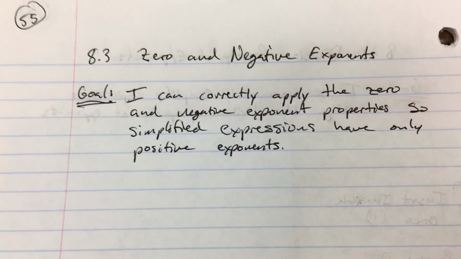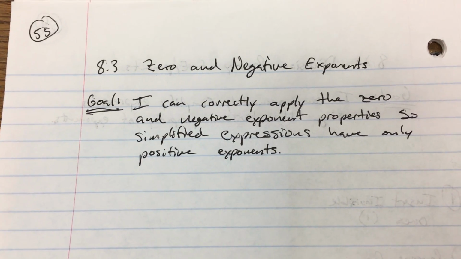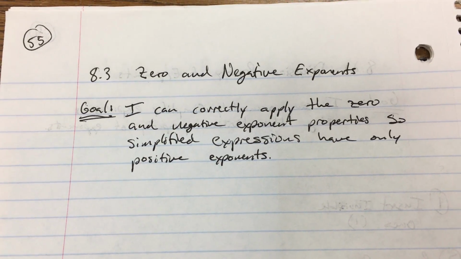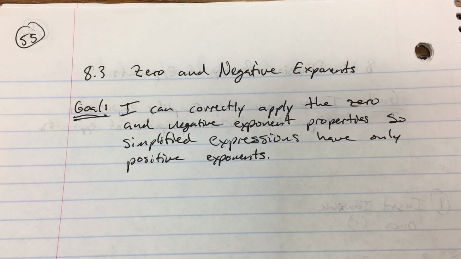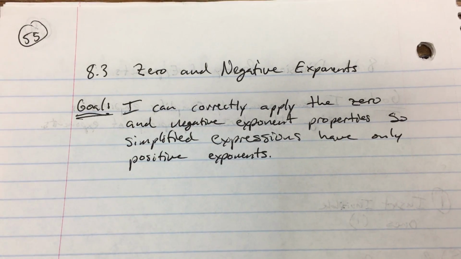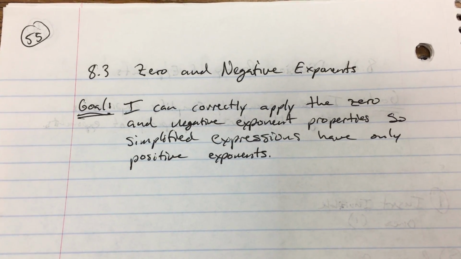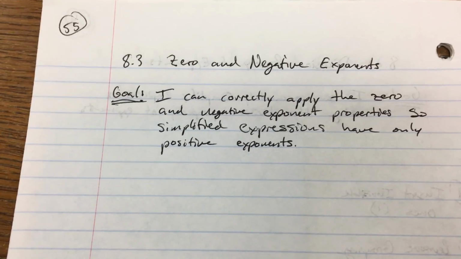Okay, your goal right here is 8.3, zero and negative exponents. Goal: I can correctly apply the zero and negative exponent properties, so simplified expressions have only positive exponents. We know that there are three ways that we know that we have a simplified expression. Each base is only represented once. All of the numerical values are in their most simplified form.